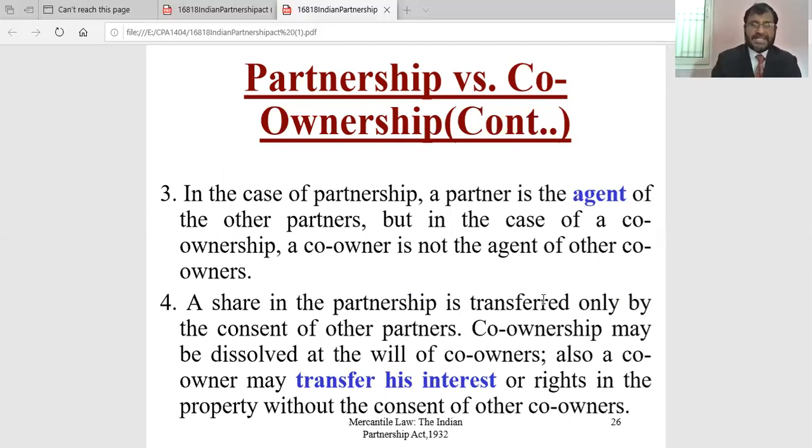Very clear. A share in the partnership is transferred only by the consent of the other partners. Co-ownership may be dissolved at the will of the co-owners. Also, a co-owner may transfer his interest or rights in the property without the consent of the co-owners. Okay, it is also clear.